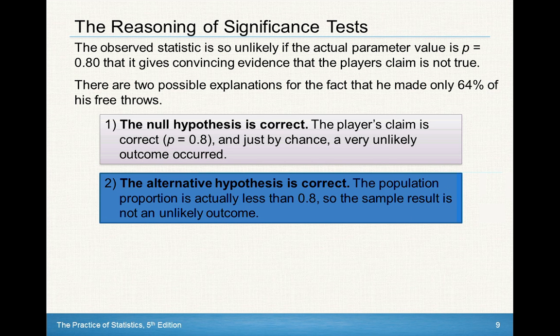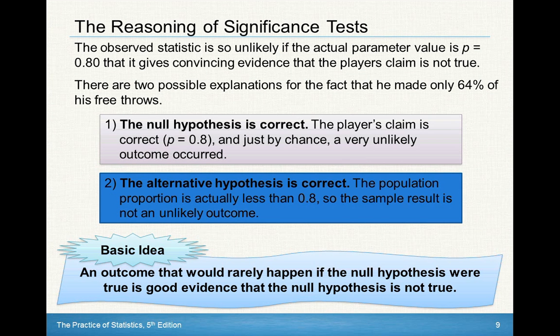Or, on the other hand, maybe H0 isn't true, and in fact the alternative hypothesis is right, that the truth is something less than 80%. The basic idea is this: an outcome that would rarely happen if the null hypothesis is true is good evidence that maybe the null hypothesis isn't true. In other words, for this problem, if he shoots 80%, it's really unlikely that we would catch him on a day that he only makes 64%. So maybe he's not really an 80% free throw shooter.